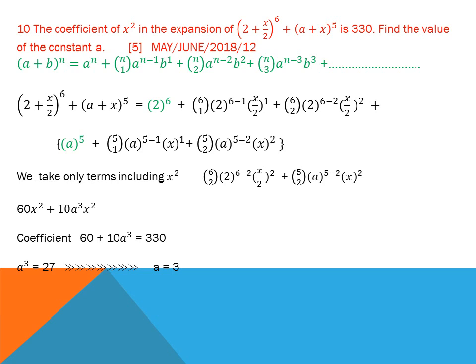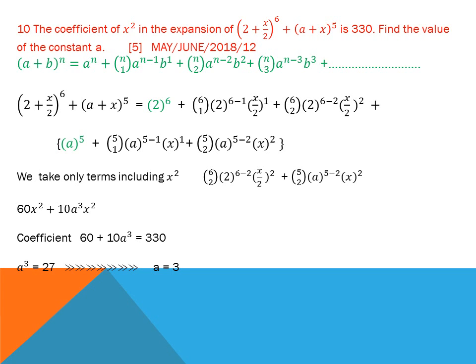Then I expand (a + x)^5: a^5, 5c1 a^4 x, then 5c2 a^3 x^2. I only need 3 terms here also. The third term includes x squared in both expansions. 6c2, 2^(6-2), (x/2)^2, plus 5c2, only taking the terms which include x squared: 5c2 a^(5-2) x^2.